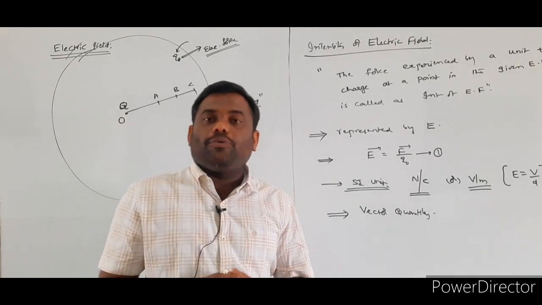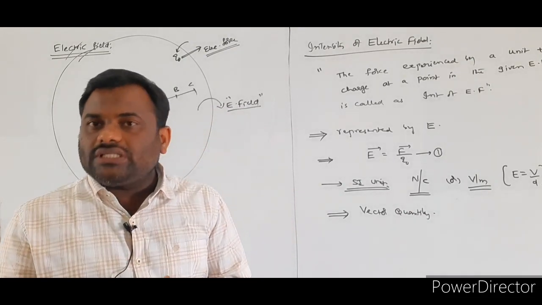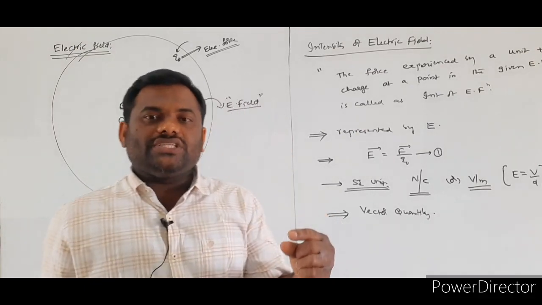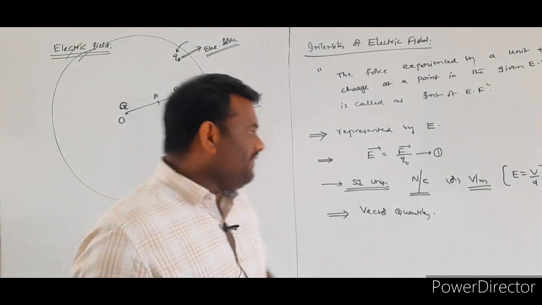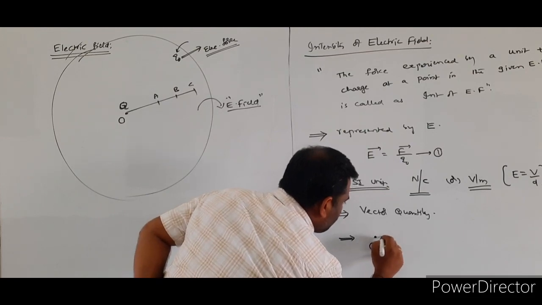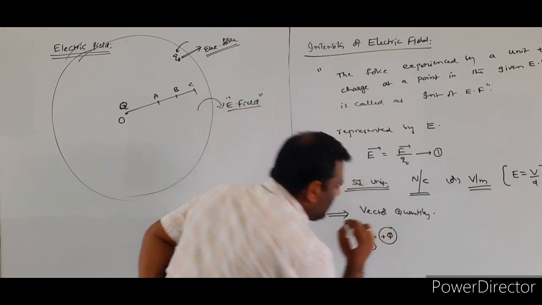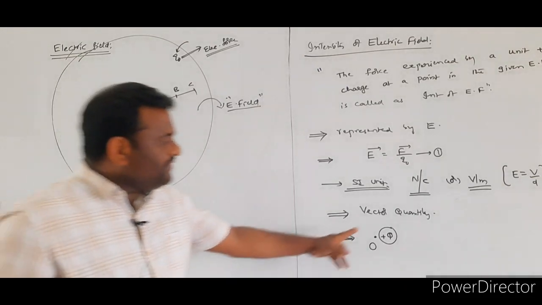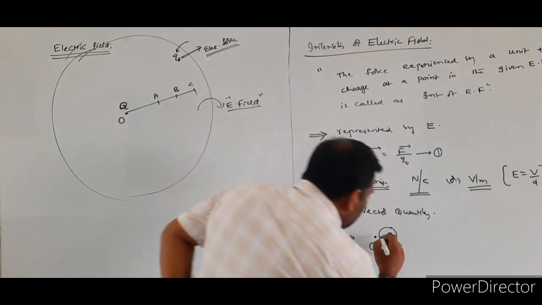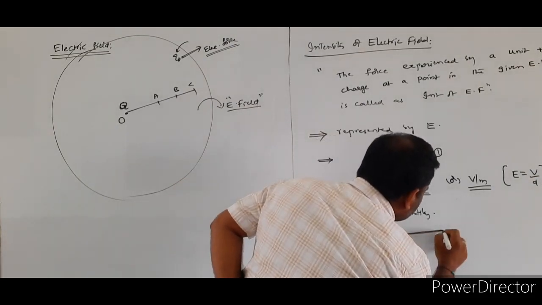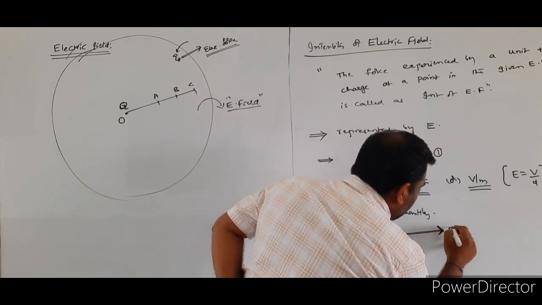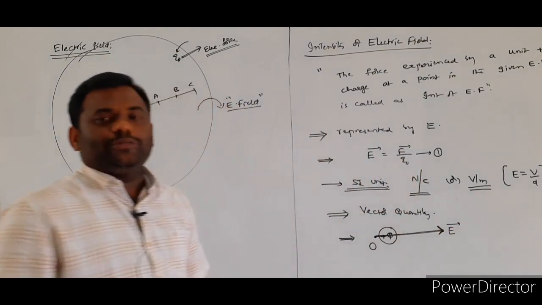Suppose we consider a positively charged particle. Due to the positively charged particle, the direction of the electric field will be acting away from the given charged particle. Suppose at a given point O, I place a plus Q amount of charge. Which type of charge do we place here? Plus Q charge. Whenever we place the plus Q charge, the produced electric field will be acting away from the given charged particle.